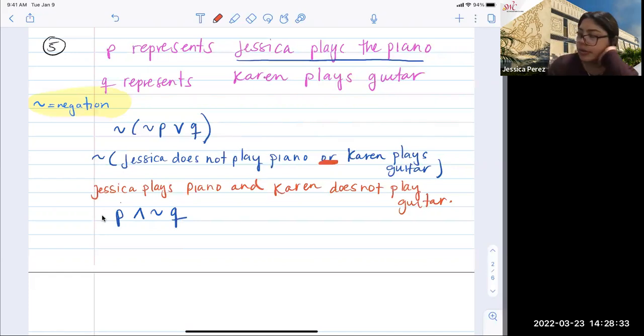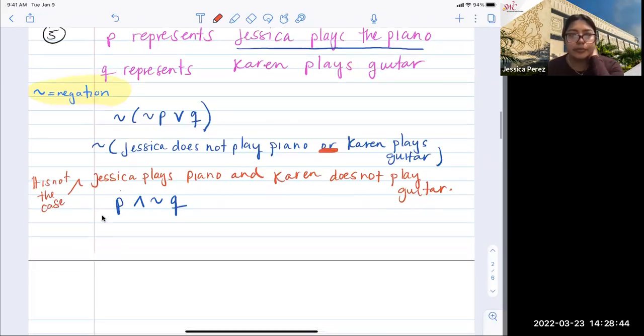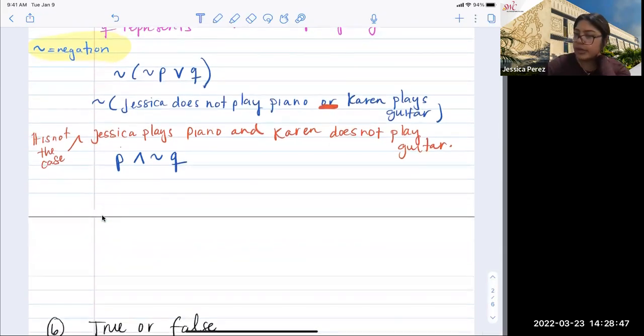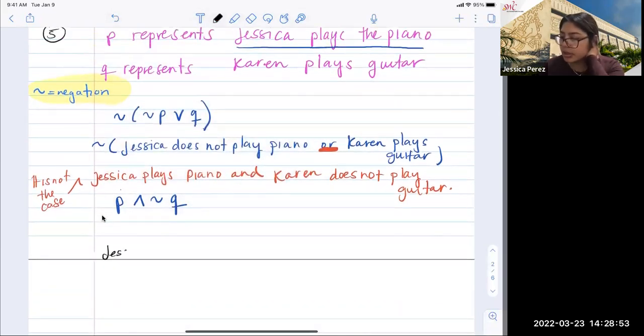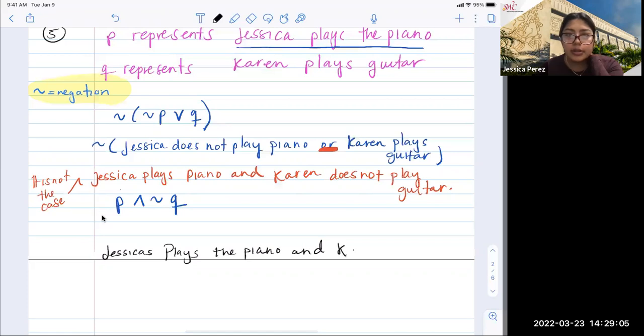So then we could say it is not the case that Jessica plays the piano and Karen does not play the guitar. Okay. Now for the next one. He stays the same. So Jessica plays the piano and Karen does not play guitar. That should be your statement.